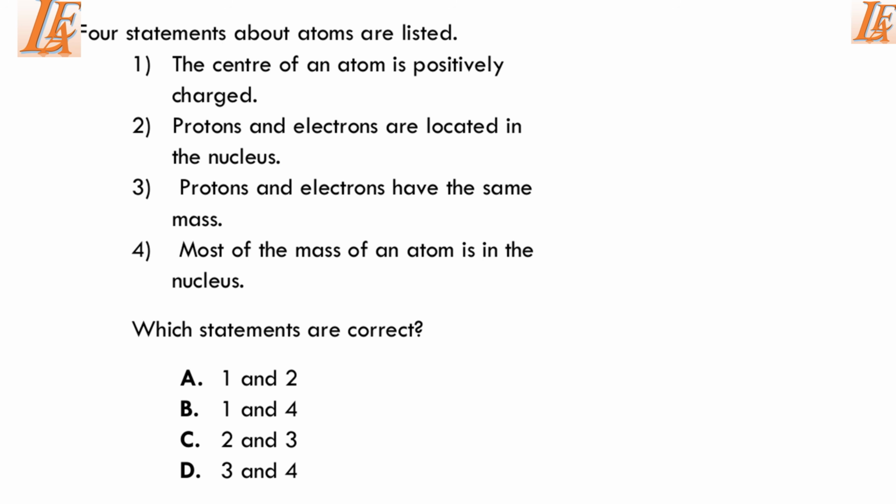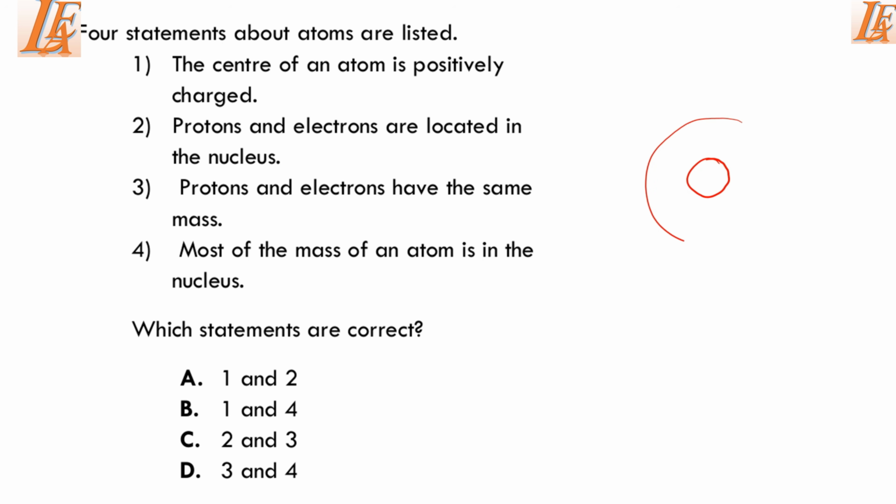2. Protons and electrons are located in the nucleus. 3. Protons and electrons have the same mass. 4. Most of the mass of an atom is in the nucleus. Then now the question is, which statements are correct? Now for us to know the statements which are correct, let's draw an atom here.